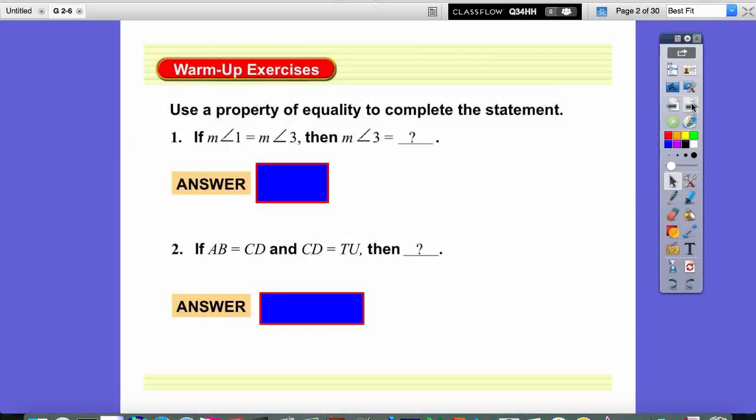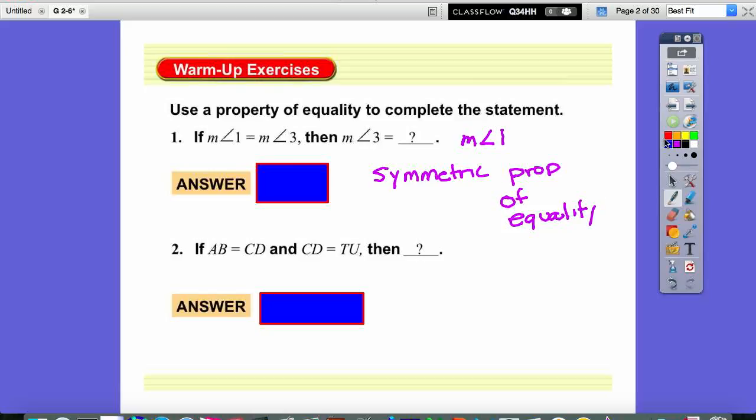So first, we're going to look at a warm-up exercise so that we understand properties. This is the property of equality to complete the statement. So if the measure of angle 1 is equal to the measure of angle 3, then the measure of angle 3 is equal to the measure of angle 1. And that is, to make sure that you know these, the symmetric property of equality.